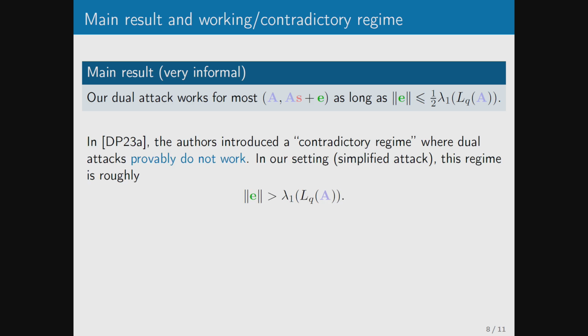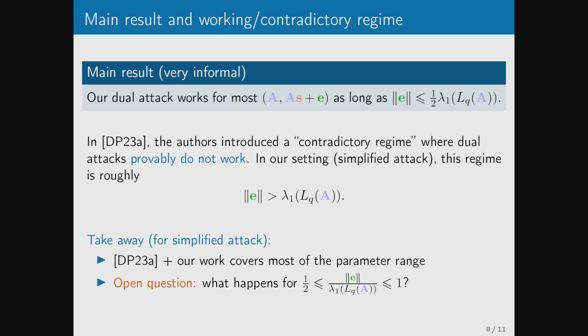Now, as I said at the beginning, we actually get a nice complementary regime with this 2023 paper by Duquesne and Pauls. So in their paper, they introduced this thing called the contradictory regime, where they showed that if you go too far, then there's no hope to solve dual attacks, because essentially you would be distinguishing things that are known to be indistinguishable. And their regime, in our simplified case, corresponds to E being larger than lambda 1 of L_q of A, which if you think about it for 5 minutes is completely clear it cannot work, because if the error is too large, then the secret is ambiguous, like you cannot recover it even in theory.